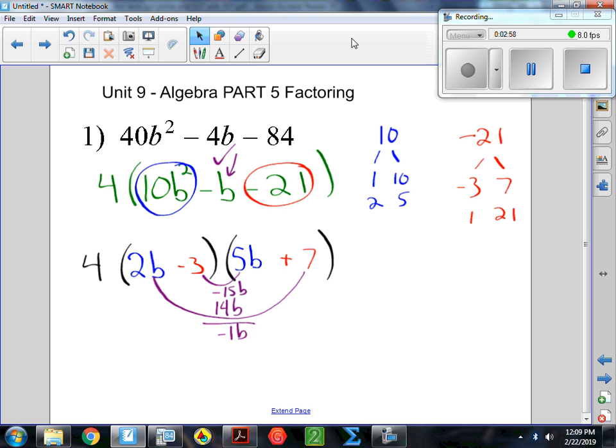You pick up a piece. I picked up the puzzle piece of negative 3, 7, and I plugged it in. It happened to work. If it didn't work, I would have switched the puzzle piece around. So I would have tried 7 and negative 3 instead of negative 3 and 7 to see what would happen there. If that didn't work, then I would try to put together different pieces.